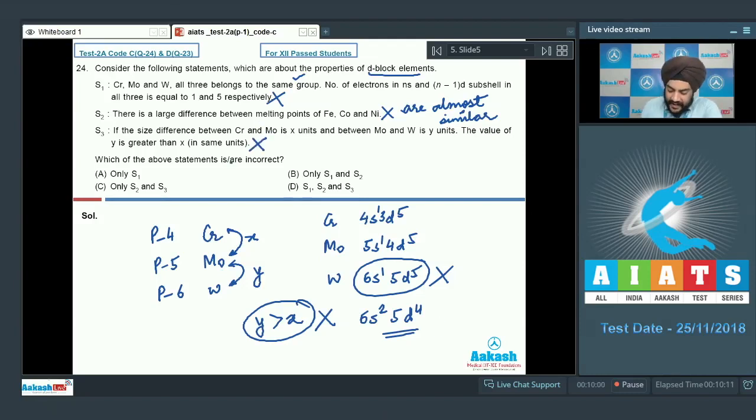So the examiner is interested in knowing about the statements which are incorrect in the question. So we have to mark S1, S2 and S3 for this question. So the correct answer to question number 24 is option D. Let us look at the next question now.